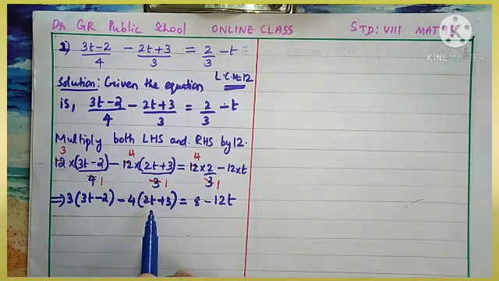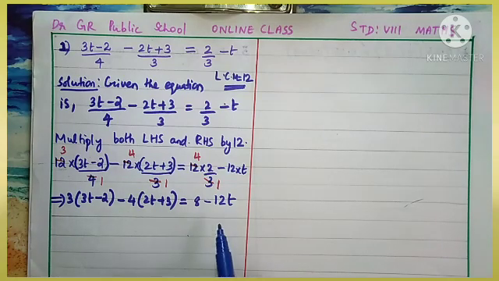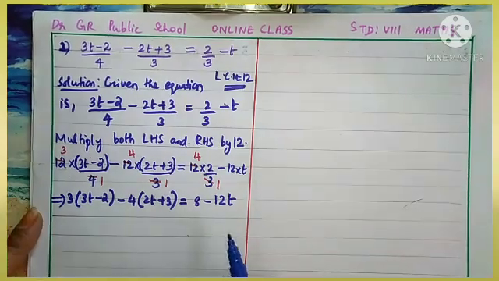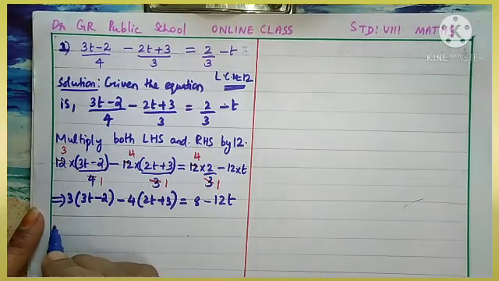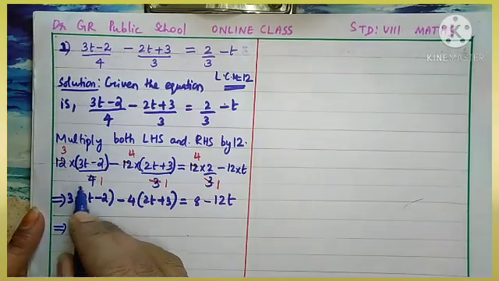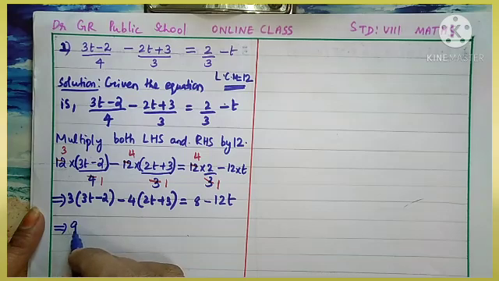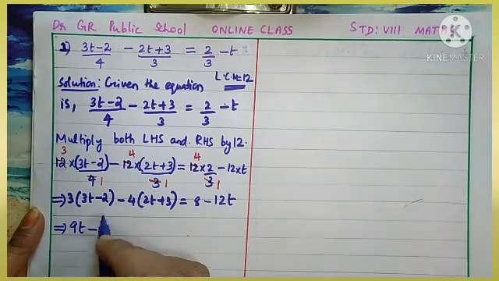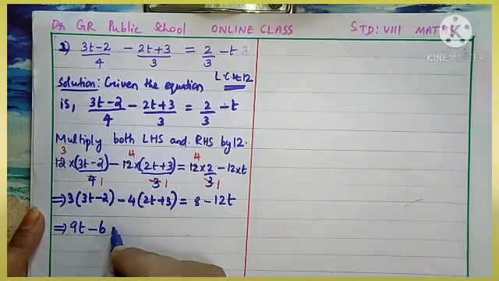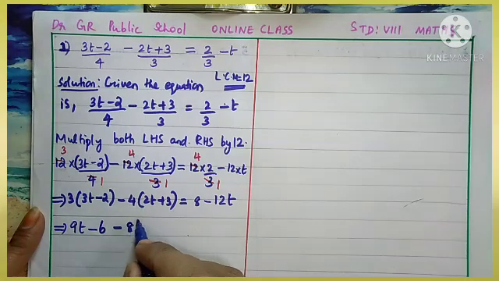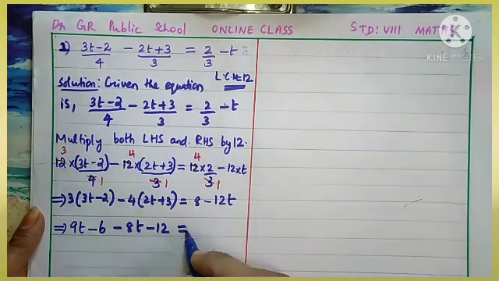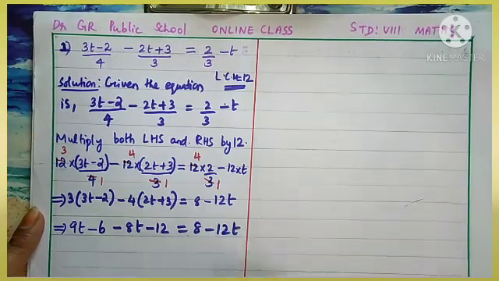What we want to do here? Open the bracket, make the variables on one side and numbers on the other side, solve the equation. So shall I write? So this implies, yes, open the bracket, 3 into 3t, 9t minus 3 into 2, 6. Then minus 4 into 2, 8t. Minus 4 into plus 3 minus 12 equal to 8 minus 12t.